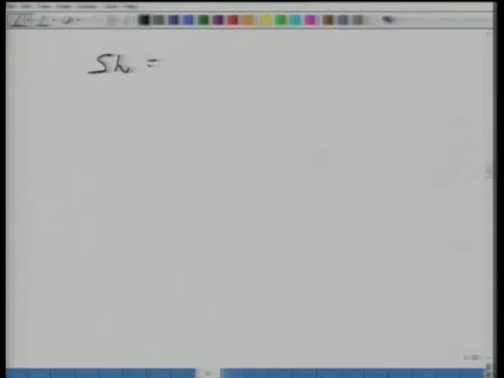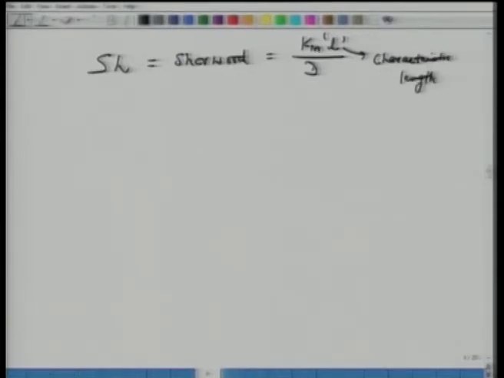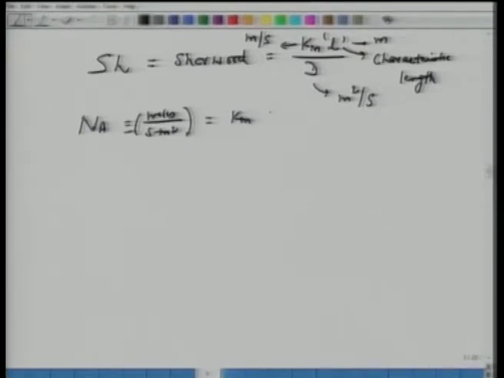One has to rely extensively on experimental data, and in those cases we define a quantity like the Sherwood number, which is Km L over the diffusion coefficient D. This L is the characteristic length, which means for different geometry and different situations, L will be different. D is the diffusion coefficient in meter square per second, L is in meter, and Km is the mass transfer coefficient in meter per second. If we define NA, in moles per second per meter square, equals Km into delta C, the concentration difference in moles per cubic meter.